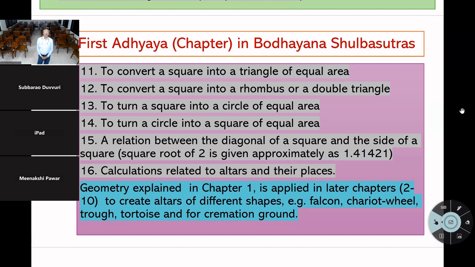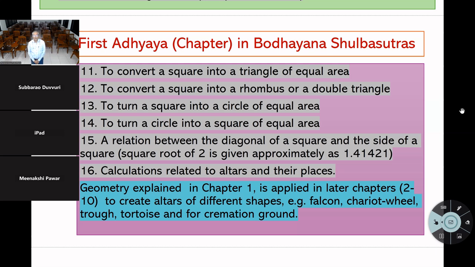Convert a square into a rhombus or a double triangle. So rhombus, all the sides are the same. Double triangle, that is what you do is you have a line and you have a triangle which is isosceles on one side, and then take the reflection of that on the other side. So you get a double triangle. That is the same as rhombus. Now 13 and 14, they are more difficult.